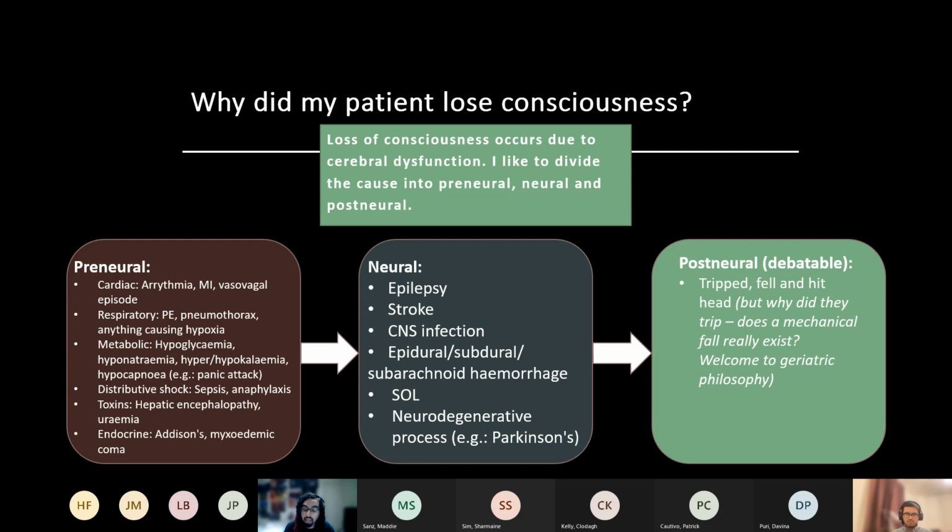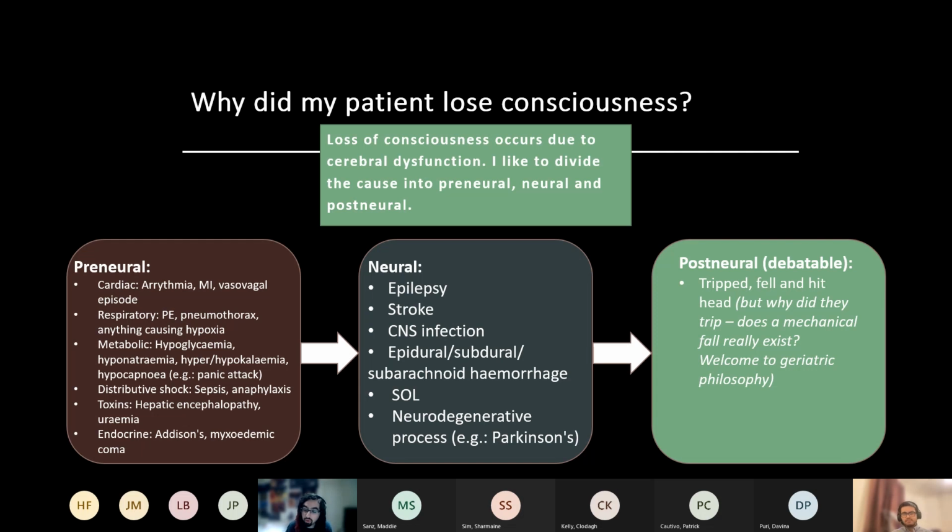Distributive shock is really important. We said sepsis, anaphylaxis, so hopefully you'd recognize the anaphylaxis before then. Toxins, so uremia, hepatic encephalopathy, all of these things. And let's not forget endocrine. We've talked about Addison's and myxedema coma. And then we said neural causes.